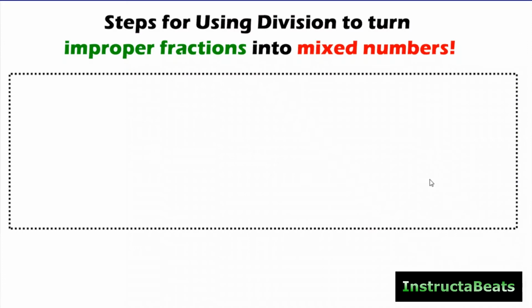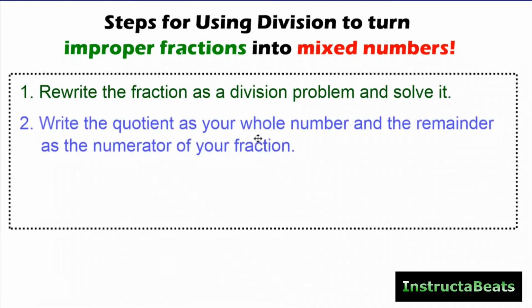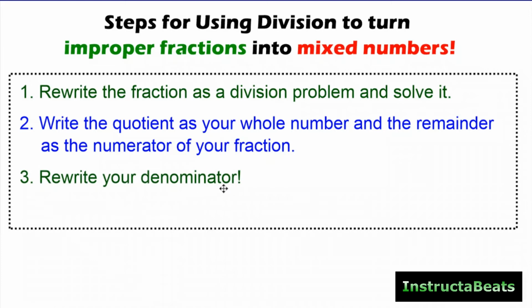Let's take a look at our steps for using division to turn improper fractions into mixed numbers. Step number 1, we're going to rewrite the fraction as a division problem, and then we're going to solve it. We're going to actually do the division equation. We're going to write the quotient as our whole number, and if there is a remainder, we're going to write that as the numerator of your fraction. Step number 3, you rewrite your denominator. Your denominator stays the same. Step 4, boom, done.